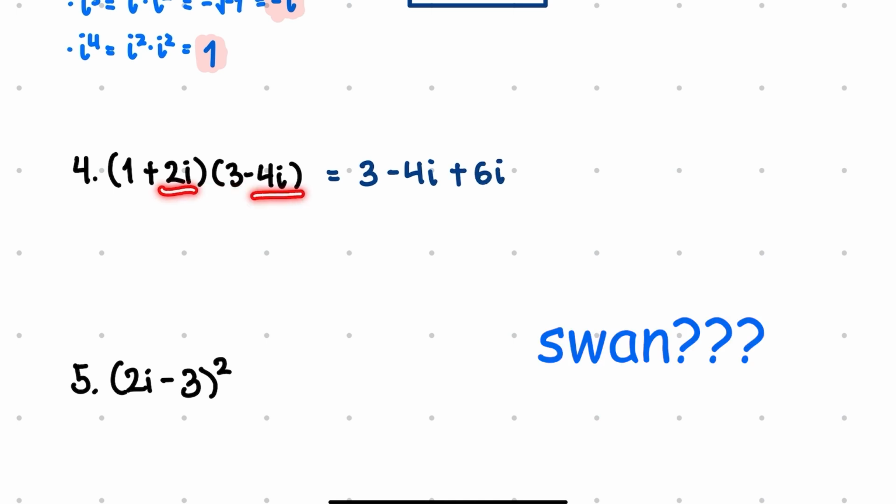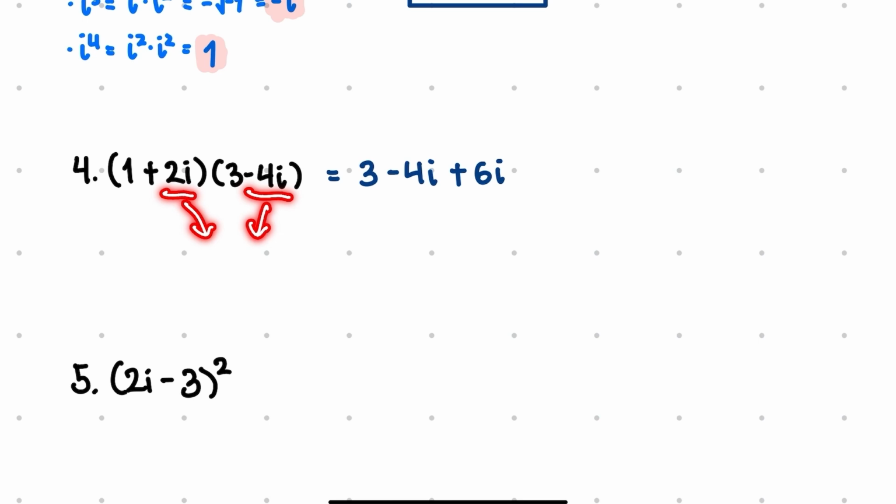So for this fourth one, we have here quantity 1 plus 2i times quantity 3 minus 4i. In here, we just do the usual FOIL. So first, multiply this one, so we get 3. The outer, 1 times negative 4i, that's minus 4i. The inner, this one, we get 6i. And then the last, let's be precise on that one: 2i times negative 4i is equal to negative 8, then i squared is negative 1, so this becomes plus 8.